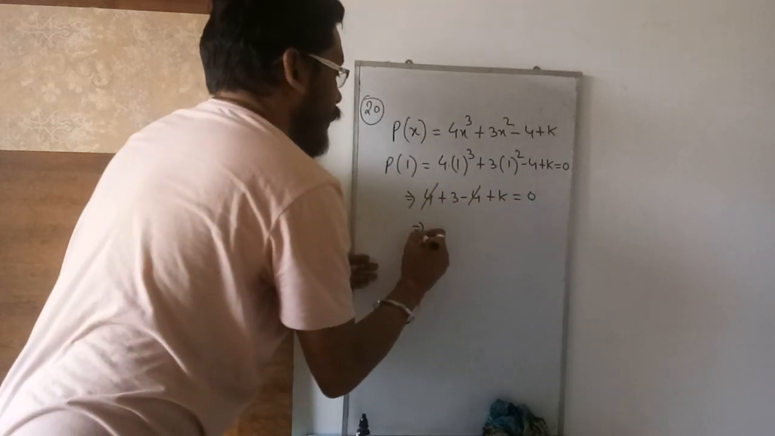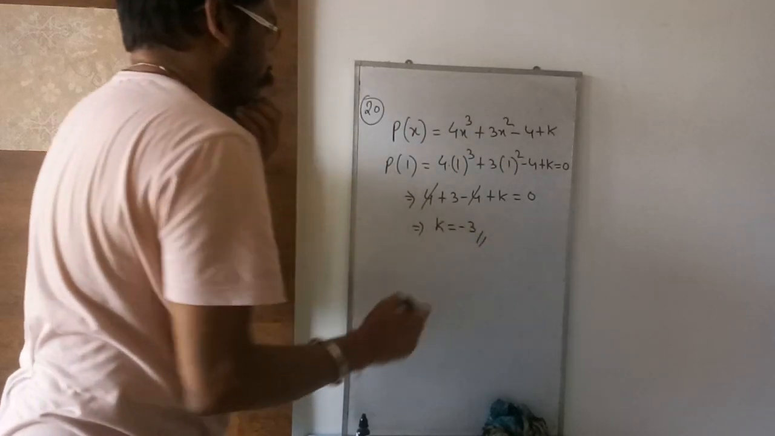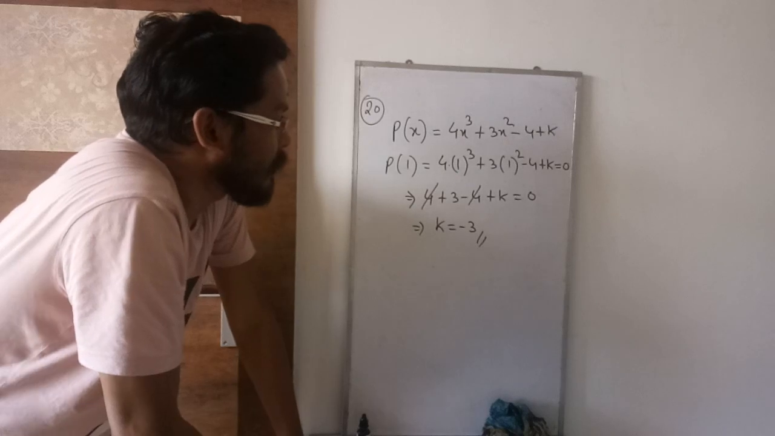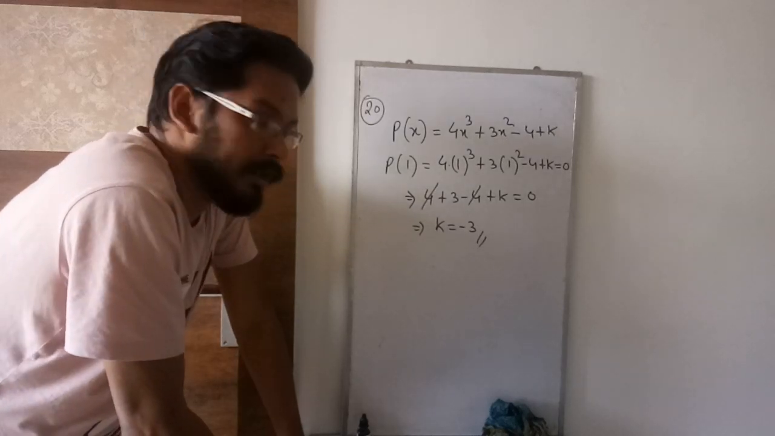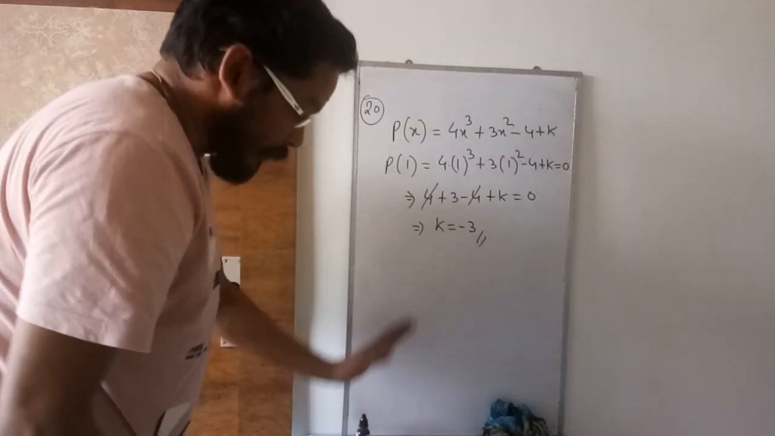Plus 4 minus 4 cancel, plus 3 will go to the other side, it will become minus 3. So take the screenshot. P of 1: 4 into 1 cube plus 3 into 1 square minus 4 plus k equal to 0. Plus 4 minus 4 cancel, so plus 3 goes to the other side as minus 3. So k equals minus 3.